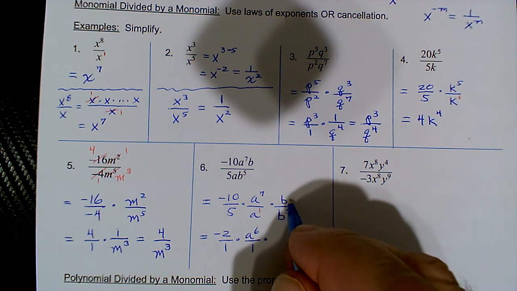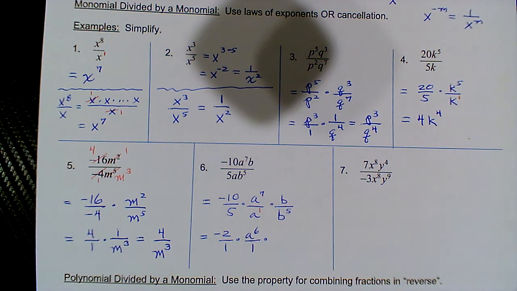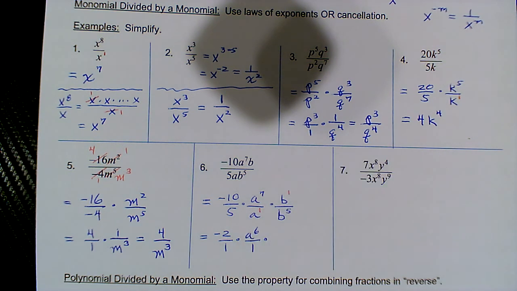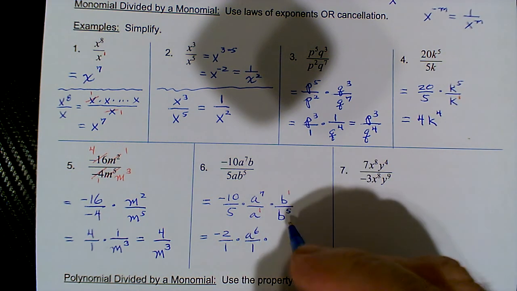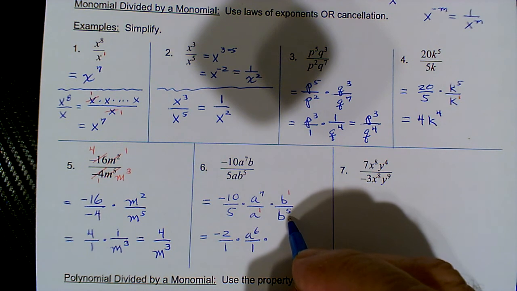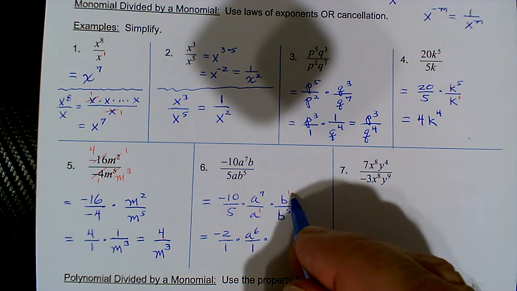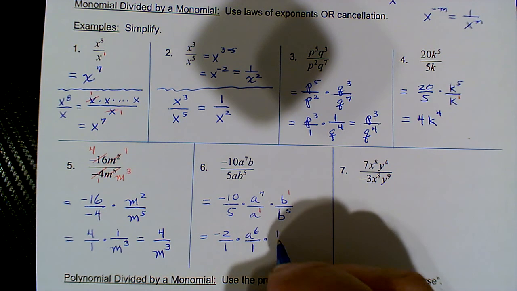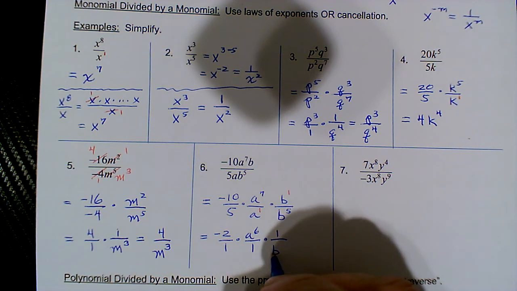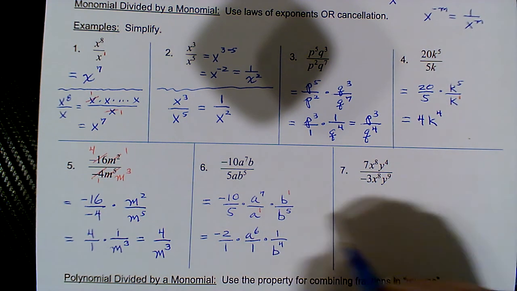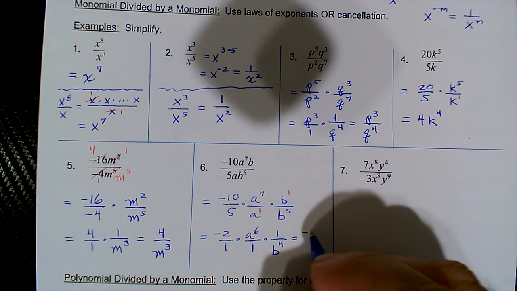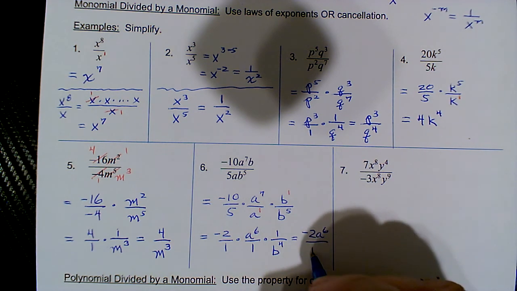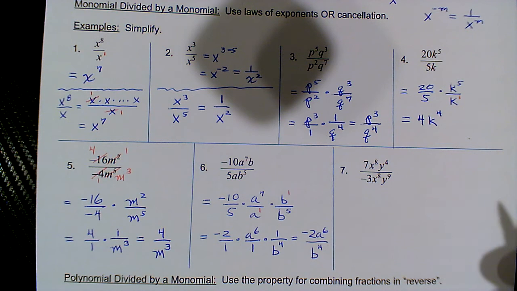Left with a to the sixth, I'm going to say over 1. The reason I left them over 1s is because here I see a situation where we have a greater exponent in the denominator again. So b to the fifth, b to the first in the numerator, take away 1 factor of b, we're left with 1 in the numerator, and 1 factor away from b to the fifth, we're left with b to the fourth. So negative 2 a to the sixth over b to the fourth.